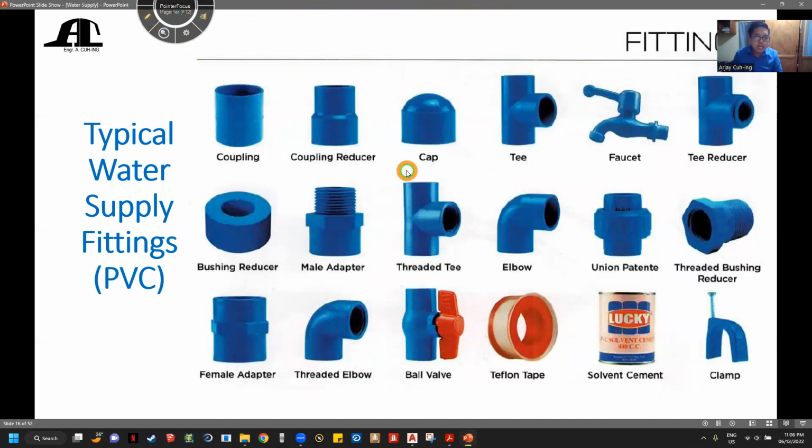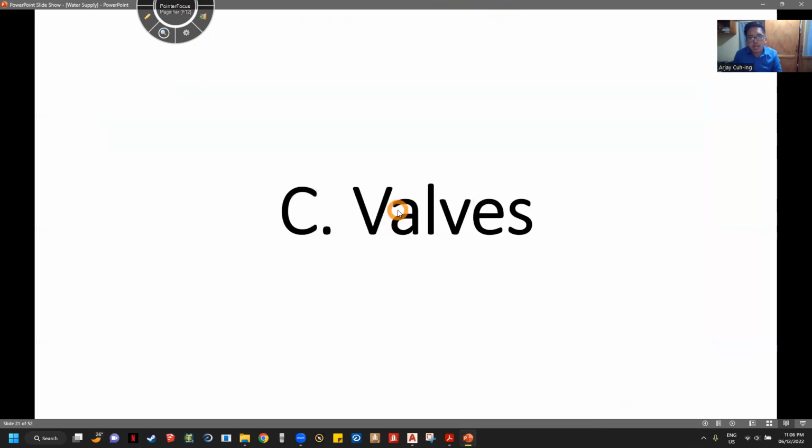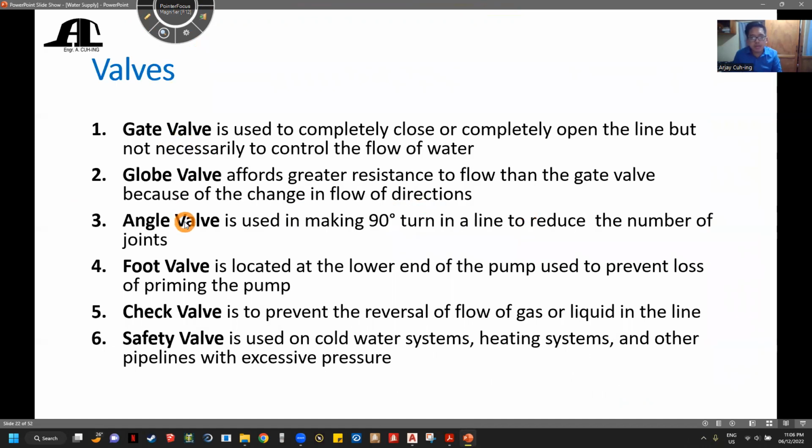Okay? Tapos, eto. So, we also have commercial sizes for fittings. Yeah, you have to scan na lang there. Yan. Okay. Tapos we also have valves. So valves, we have the gate valve, globe valve, angle valve, foot valve, check valve, the safety valve. So they have their own definitions, but definitely what we are going to use or the most common, commonly used valves in terms of layouting of water supply, we have the gate valve and then the check valve.